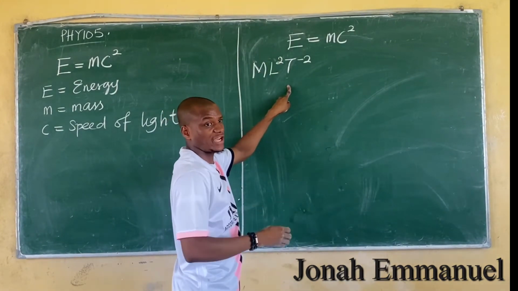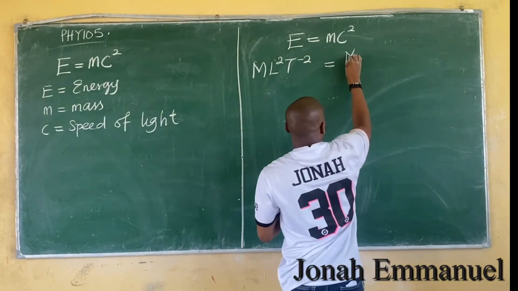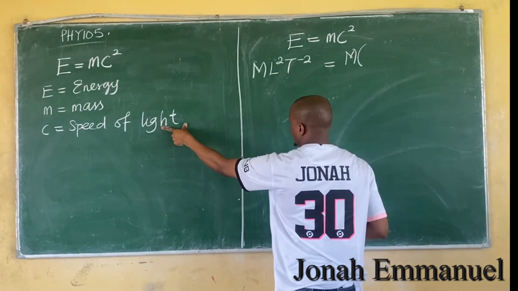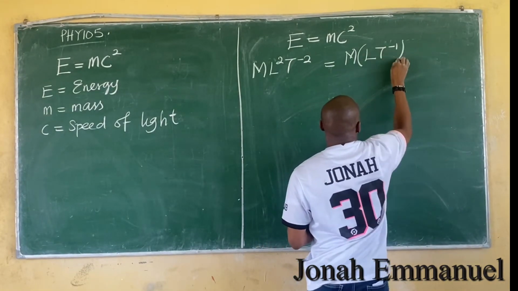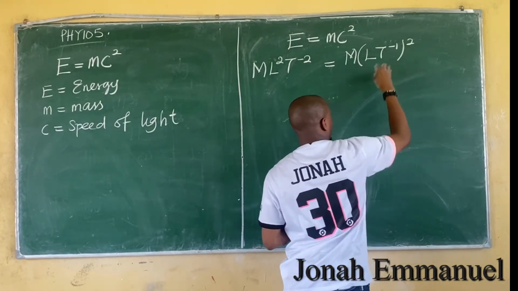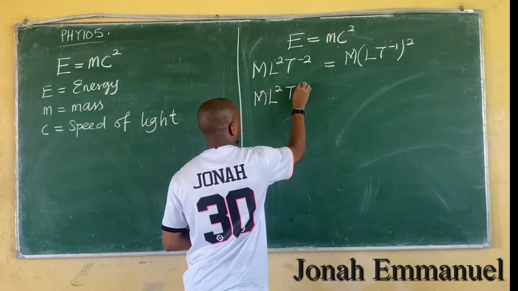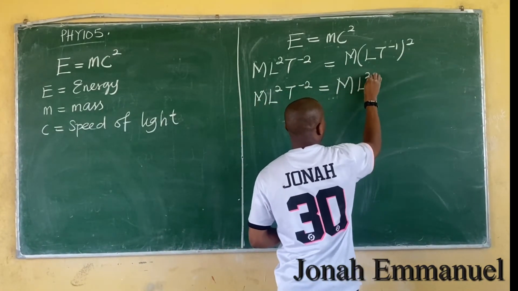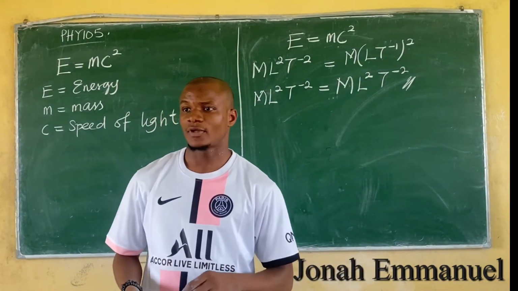Is it correct? Let's check. So I have this one here is equal to, what's mass? M, into C squared. What's C there? Velocity or speed. For speed, what's the dimension? L to the power what there? All squared is C squared. So what do you get here? M L squared T to the power minus 2 is equal to what? M, this and this L squared, this and this T to the power minus 2. Hence, the equation is correct.